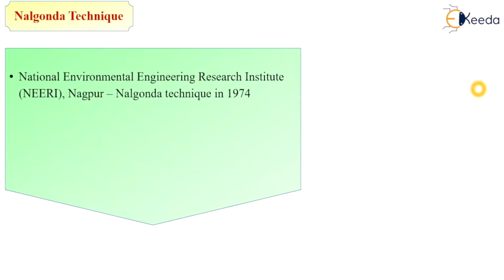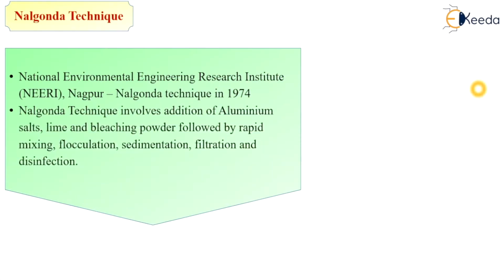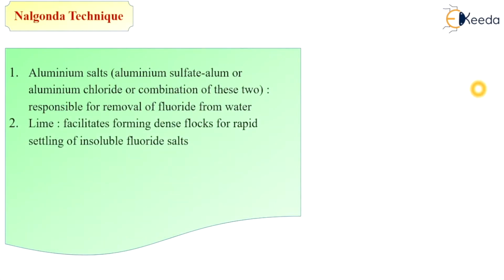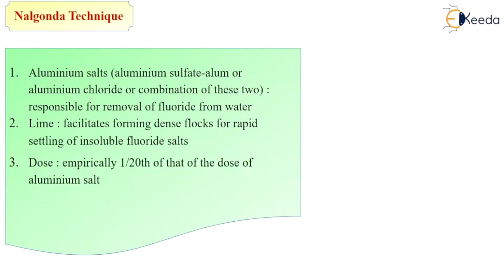What is the Nalgonda technique? It was established by the National Environmental Engineering Research Institute, that is NEERI, Nagpur. The Nalgonda technique involves addition of aluminium salt, lime and bleaching powder followed by rapid mixing, flocculation, sedimentation, filtration and disinfection. The aluminium salt, that is aluminium sulfate, alum or aluminium chloride or a combination of these two, is responsible for removal of fluoride from water. Lime facilitates forming dense flocs for rapid settling of insoluble fluoride salts.